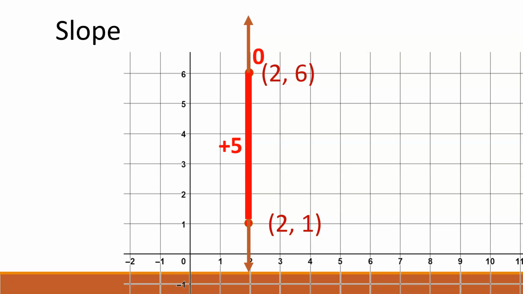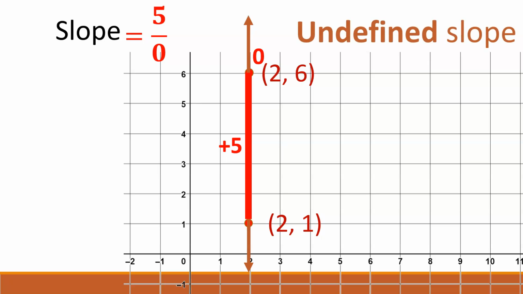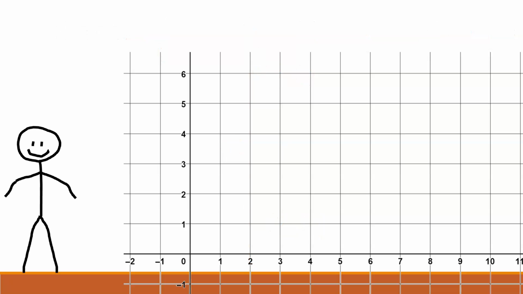So the slope is the vertical change of 5 divided by the horizontal change of 0. 5 divided by 0 is undefined. You cannot divide by 0, which is why we say that this vertical line has an undefined slope. So that's all there is to it. If we've got a line, we can just do some counting to figure out what that vertical and horizontal change is between points on the line.